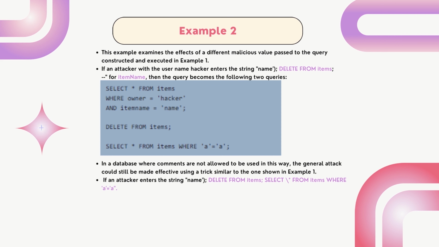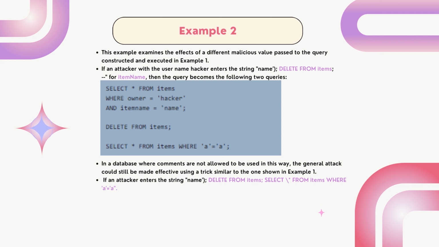In SQL, the delete from statement is basically used to remove records from a database table. The items in this context is likely the name of a table that stores items data in the database. So the actual SQL query that would be executed is just delete from items; the -- and everything after it are treated as comments and have no effect on the execution of the query. However, if this SQL injection attempt were successful, it could delete all the records from the items table in the database, resulting in significant data loss.